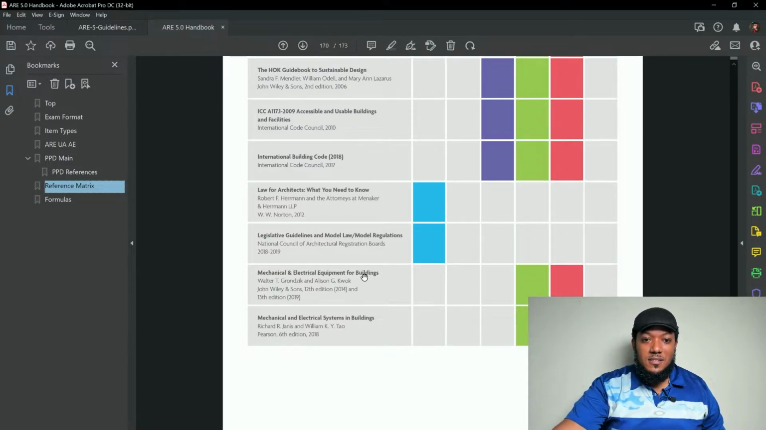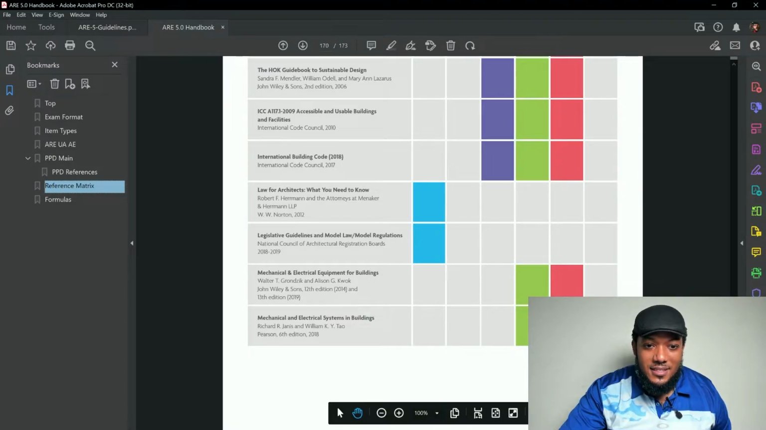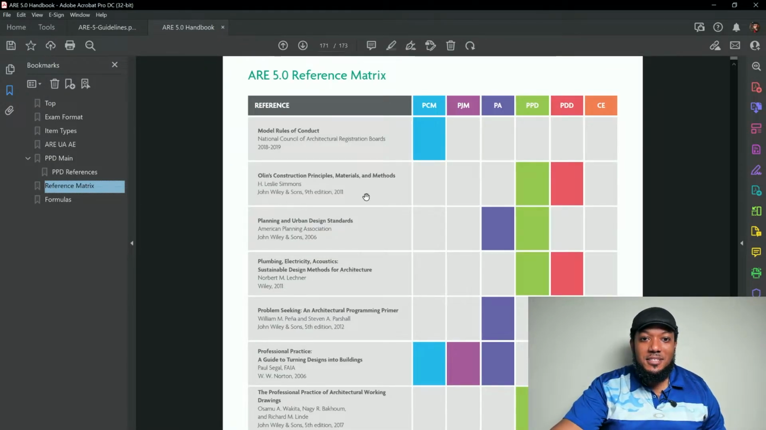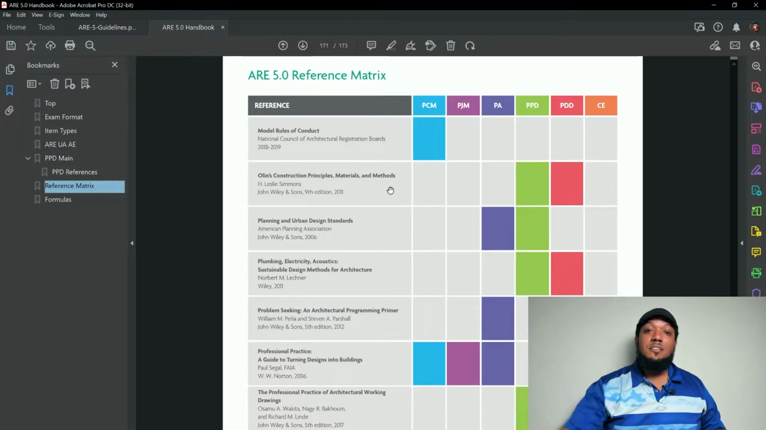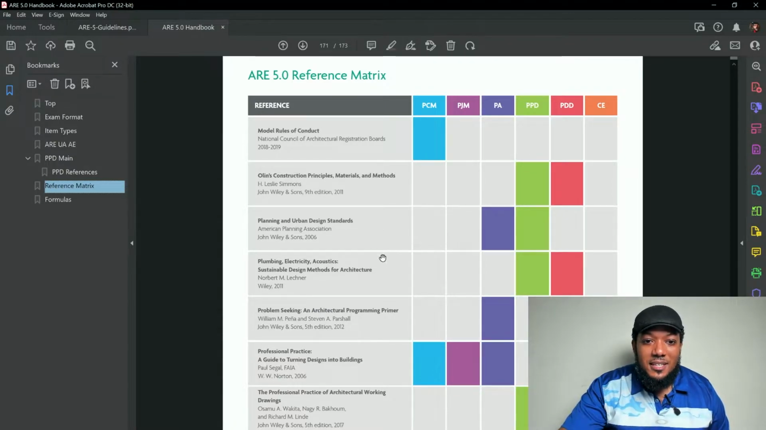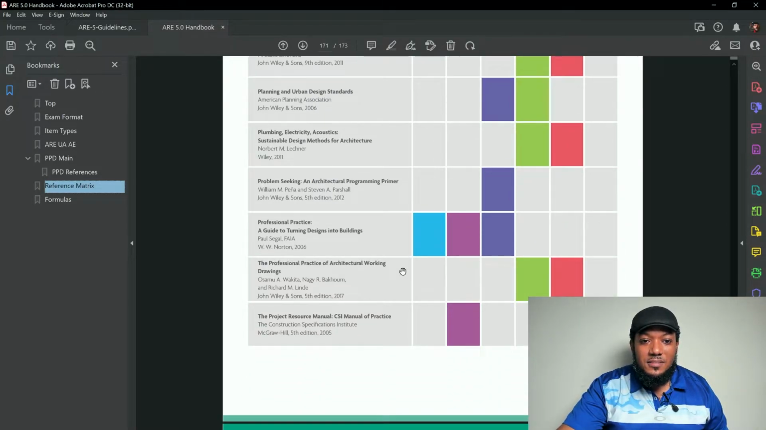And again, this is MEB at the bottom. It has I think two versions or so. Yeah, they're both very useful. I did buy Olin's Construction Principles, Materials and Methods. I found that very useful. I definitely went through that. I didn't go through Planning and Urban Design. I didn't go through the Plumbing, Electric, Acoustics, or Sustainable Design Methods. Again, these are definitely suggested.